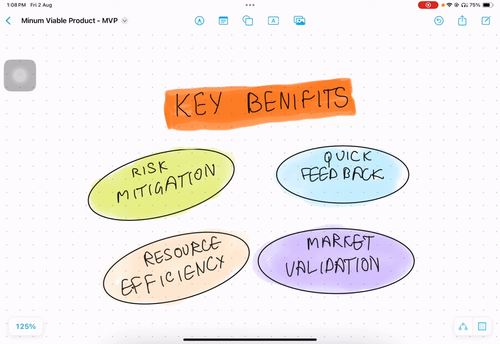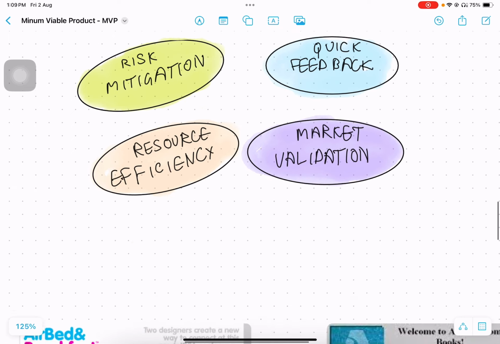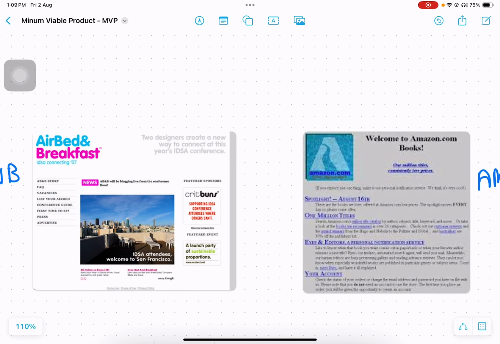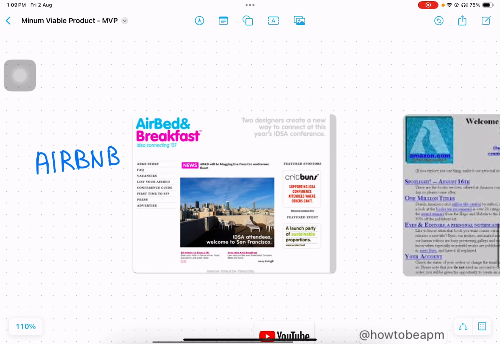Now let's look at some real world examples of MVPs from top technology companies. These companies started small, validated their concepts, and iterated based on user feedback. Example 1: Airbnb. Airbnb's founders initially put up a basic website to rent out their apartment during a conference. The website featured just a few photos and a basic booking system. This MVP helped them test the market demand and gather feedback from their first few customers.